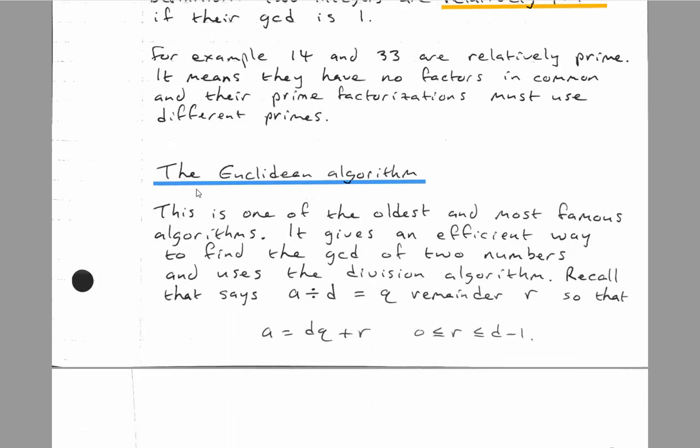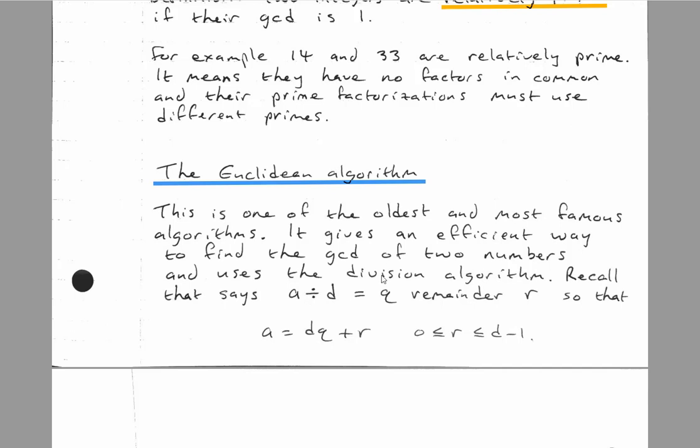Okay, and let's look at the Euclidean algorithm. This is one of the oldest and most famous algorithms. It's also very efficient. It gives a very good way to find the greatest common divisor of two numbers. And it's based on the division algorithm we looked at.